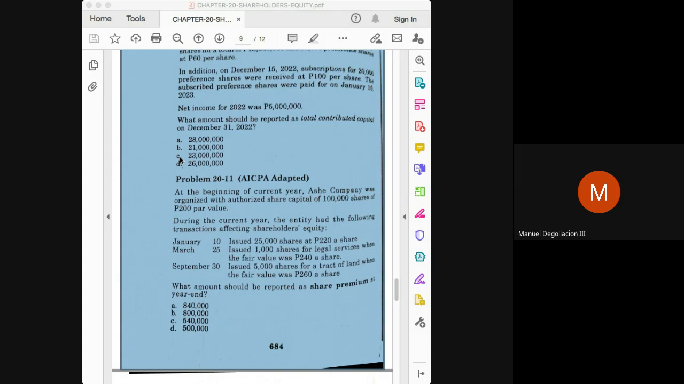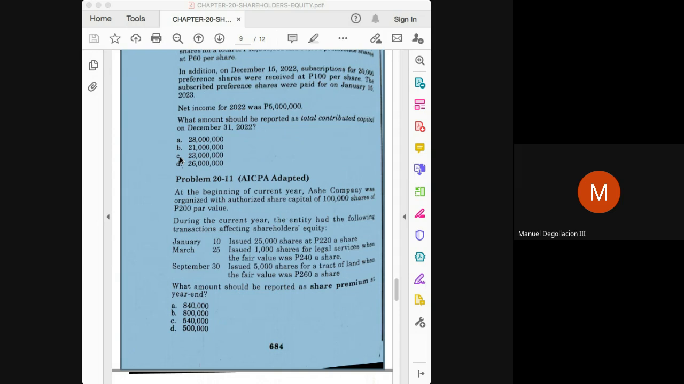Okay, so this is the first year of the entity, and we issued 25,000 shares above par, at the price of 220. So there's an excess of 20 per share. Okay, but the question is at year end, so we will have to consider the other two transactions.